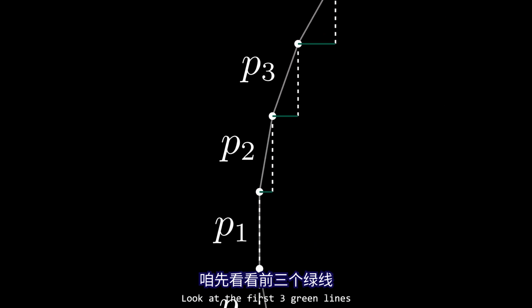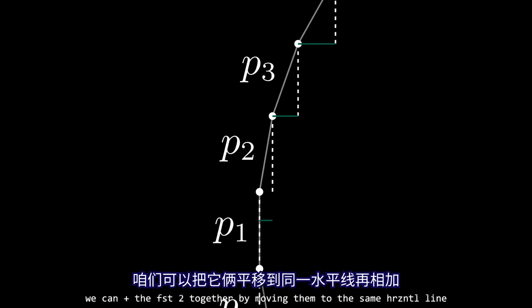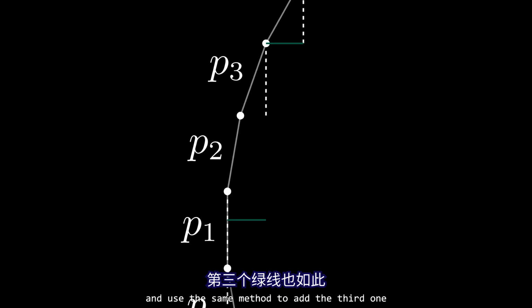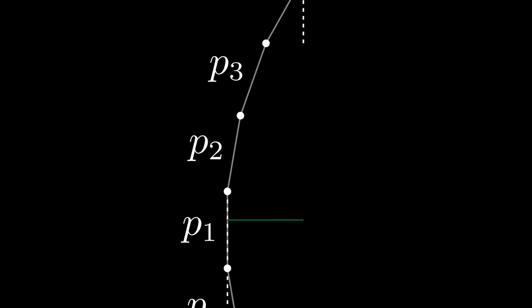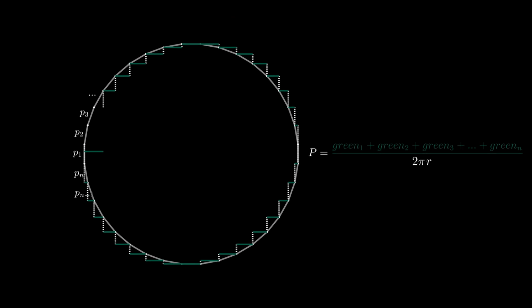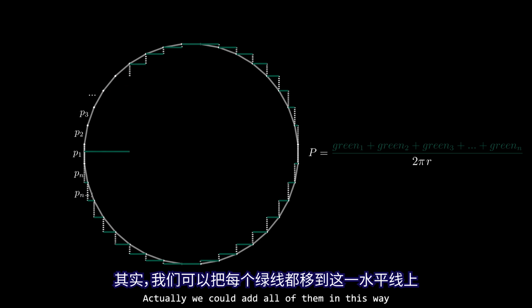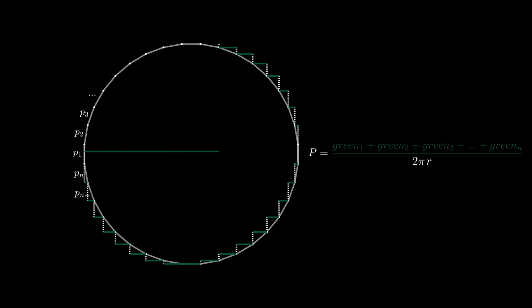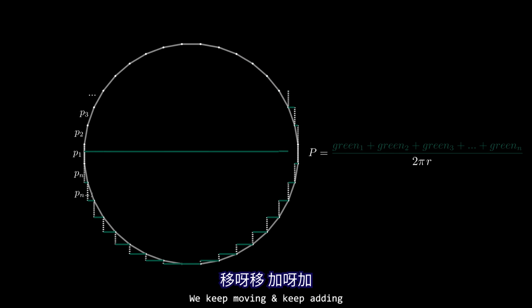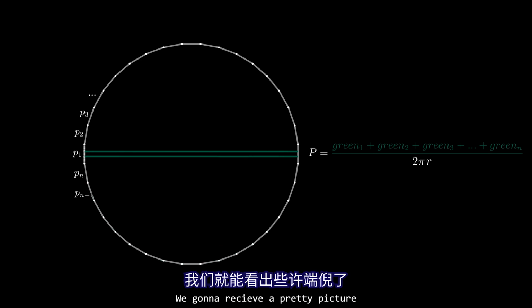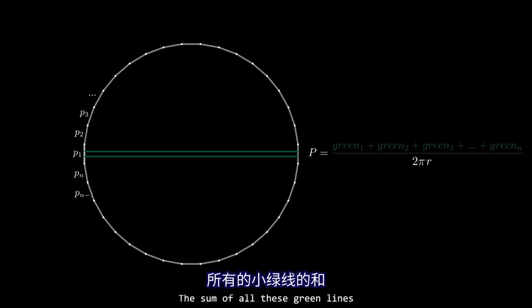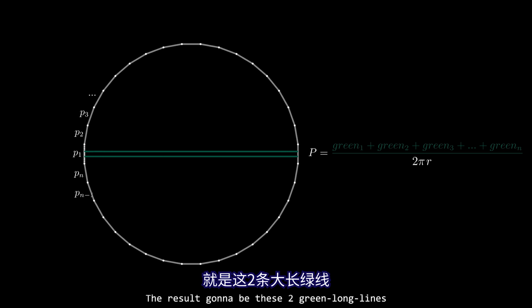Look at the first three green lines. We could add the first two together by moving them to the same horizontal line, and use the same method to add the third one. And actually, we could add all of them in this way. So we're going to keep moving and keep adding. And you're going to receive a pretty picture. The sum of all these green lines. The result is these two green long lines.